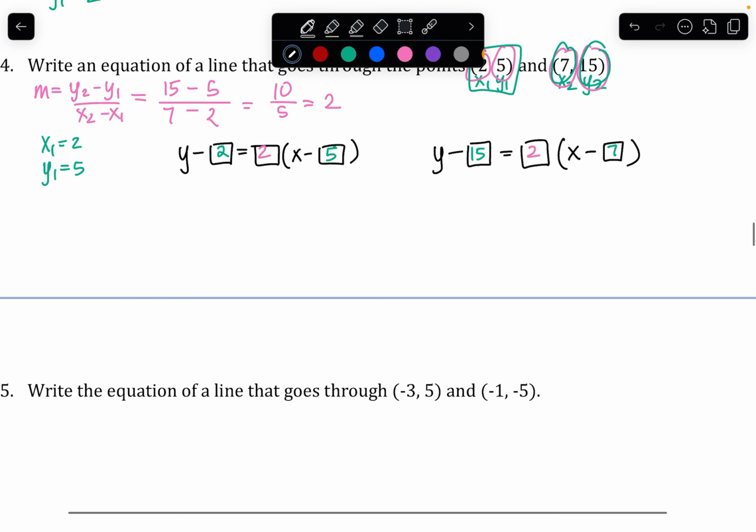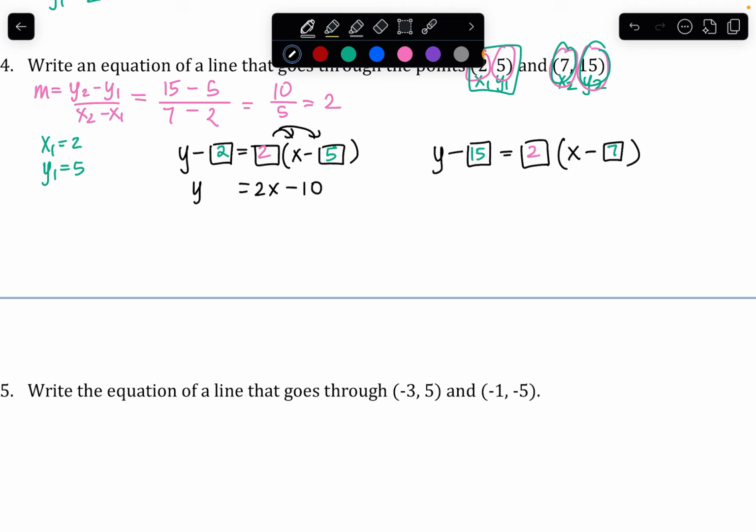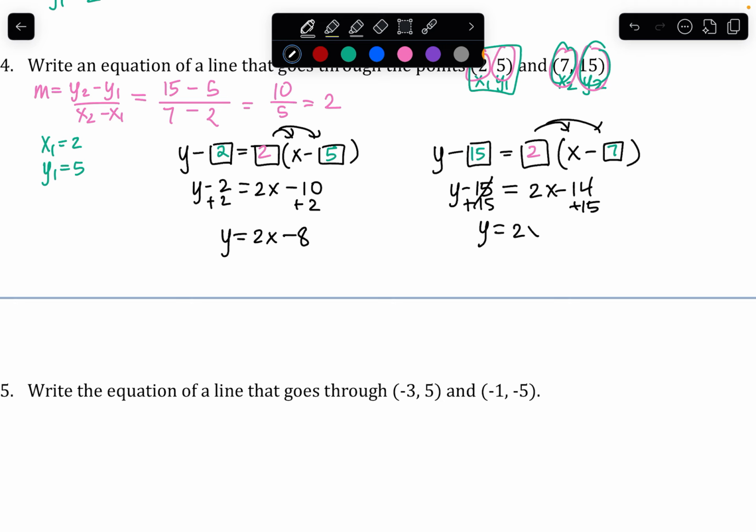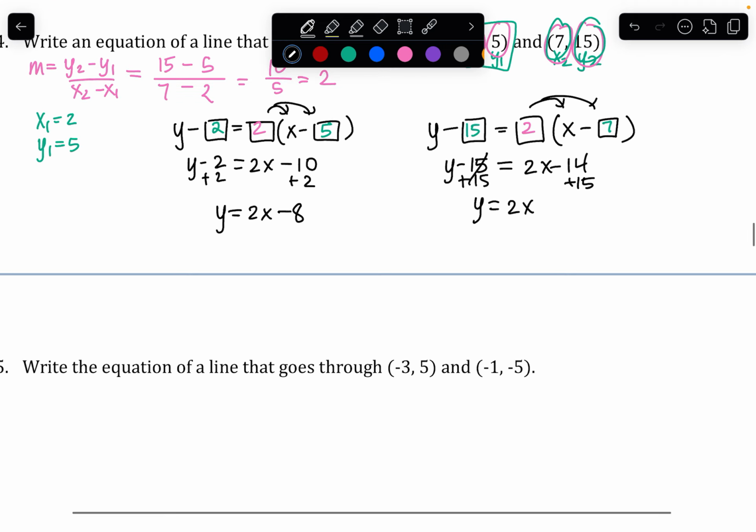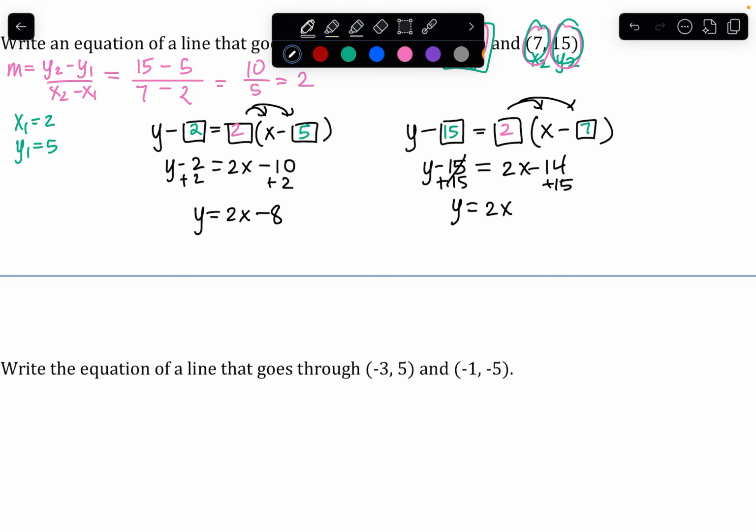Okay, and so when we convert this to slope-intercept form, we should get the same answer. 2x minus 10, add your 2, and so we get y equals 2x minus 8. Over here, we get 2x minus 14 after the distribution. And then when we add the 15, we get y equals 2x. Uh-oh.